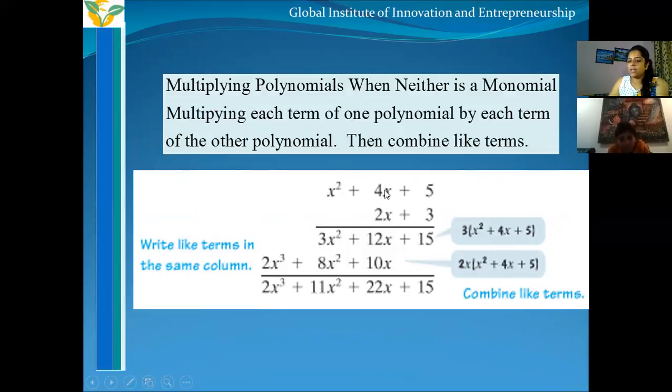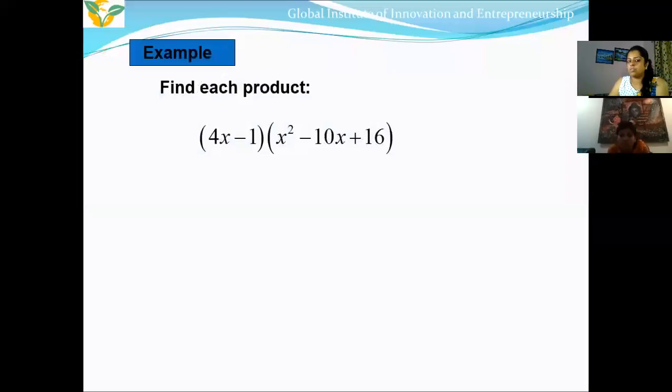So when I multiply this trinomial with a binomial, I'm getting what? 2x cube plus 11x square plus 22x plus 15. So you all now understood what is monomial, binomial and trinomial when we are learning this chapter, what? Polynomials. So next I've given an example. Find each product. So there is a binomial in the first bracket, in the second bracket there is a trinomial. So you can perform this simplification and get back to me in the next class.